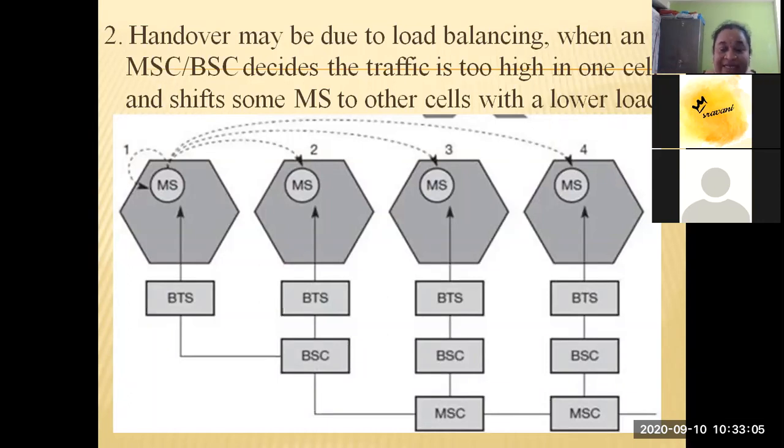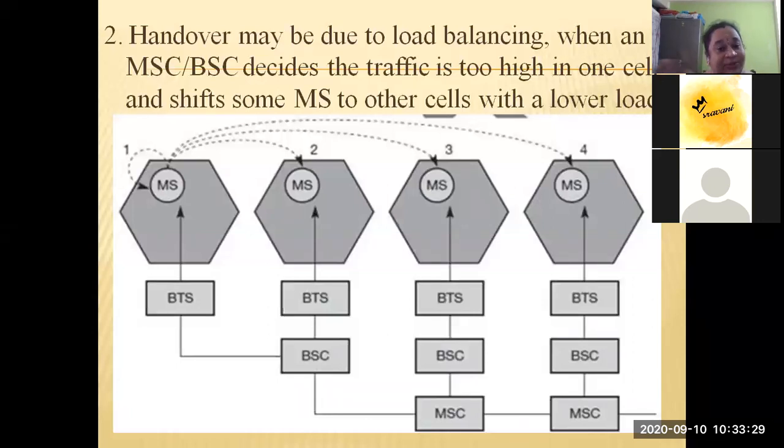Not only do you take care of the distance, you also take care of the traffic on the BSC or the MSC. If there is a heavy rush on the MSC or BSC, there may also be a chance of the energy levels getting down. So in that case also the mobile station is going to shift from the heavily loaded MSC or BSC to the lower loaded MSC or BSC.